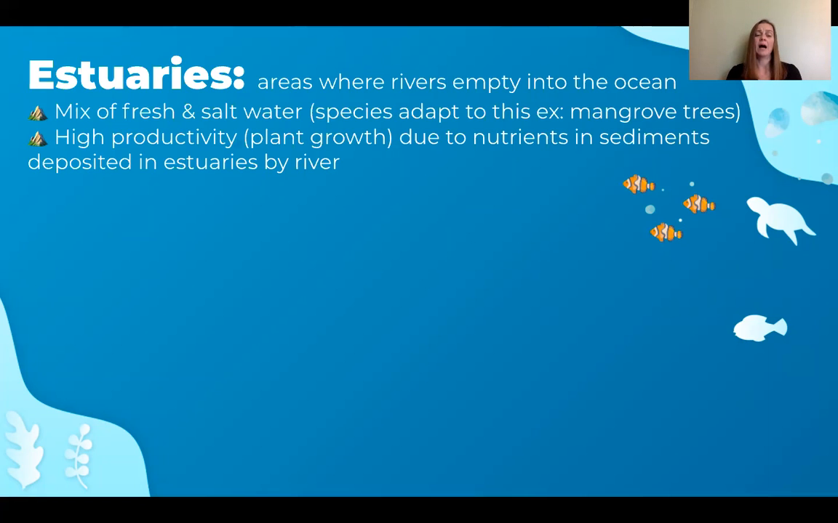Estuaries are one of the highest productivity biomes. They have lots and lots of plant growth, lots and lots of algal growth, lots and lots of photosynthesizers and consumers, because you have so many nutrients in the sediments that are deposited in those estuaries by the rivers. All of the sediment that travels down the river gets deposited in the estuary before it empties into a bay or an ocean.